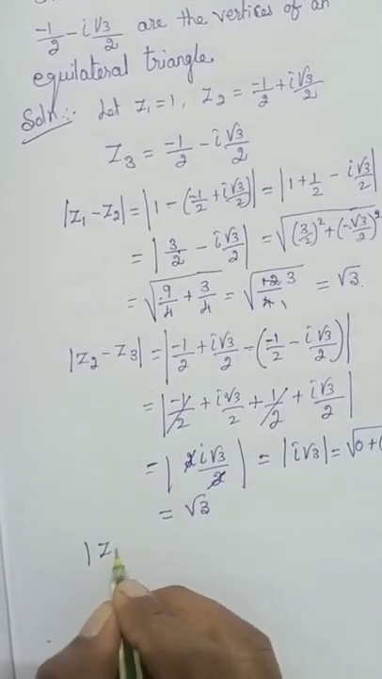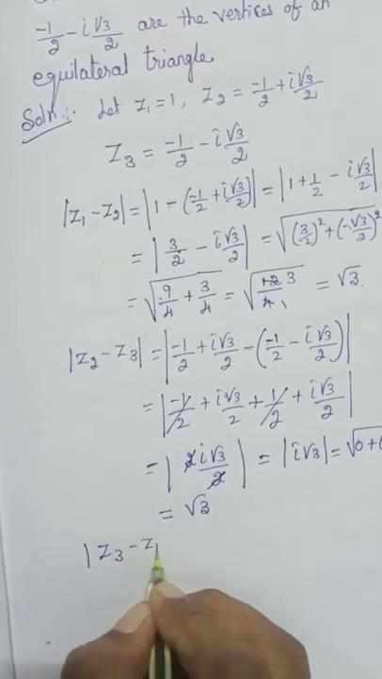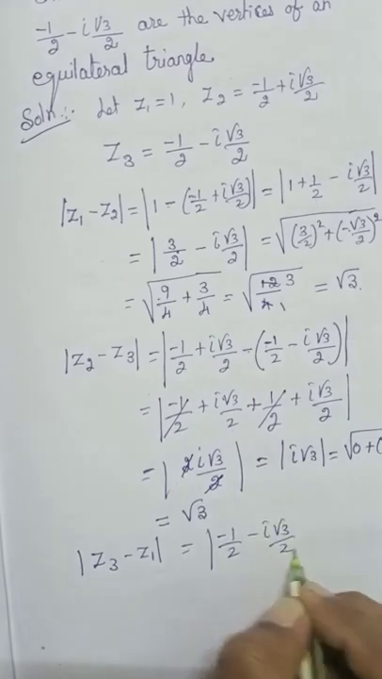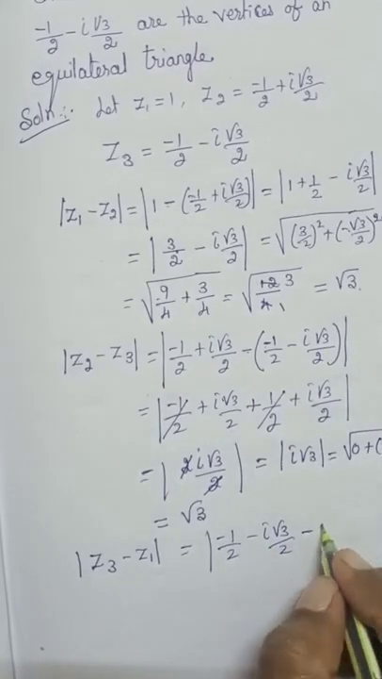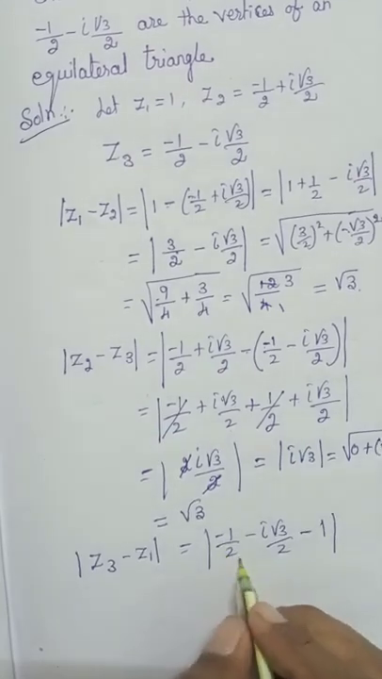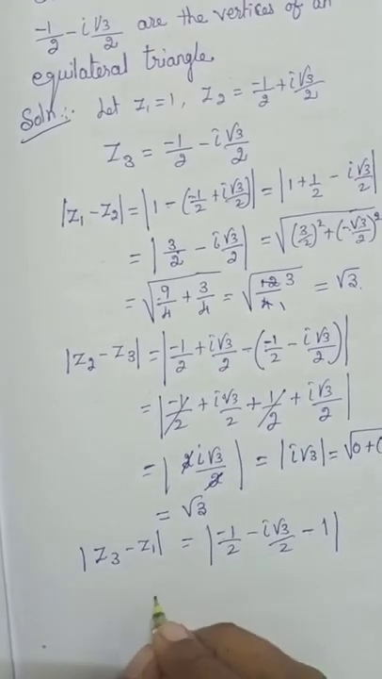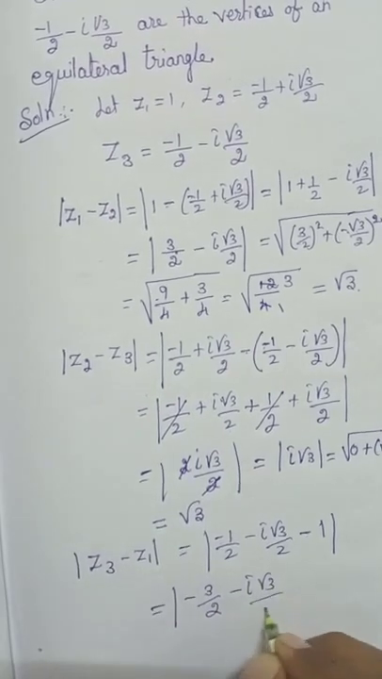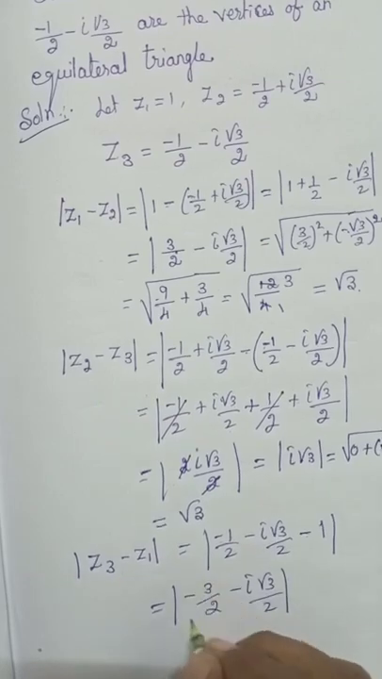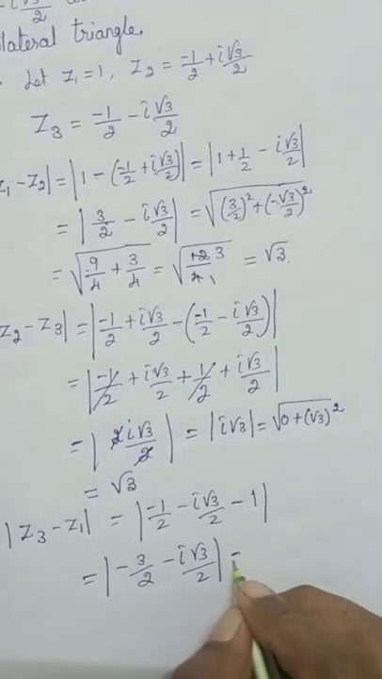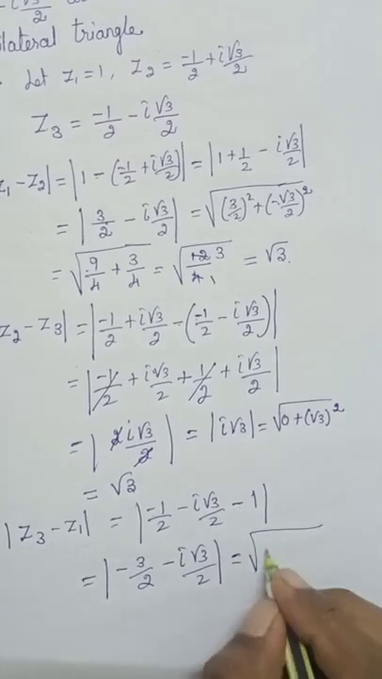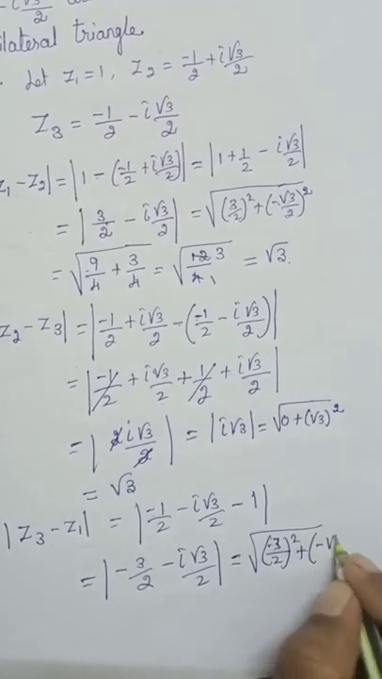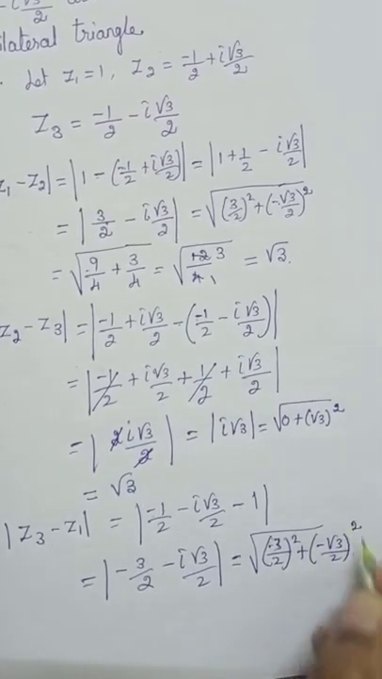That is Z3 minus Z1. Z3 is minus 1 by 2 minus i into root 3 by 2, minus Z1 is 1. Now minus 1 by 2 minus 1 we may get, that is minus 3 by 2 minus i into root 3 by 2. Now the real part and imaginary part are there, we can find out the modulus value, that is root of real part minus 3 by 2 the whole square plus imaginary part minus root 3 by 2 the whole square.